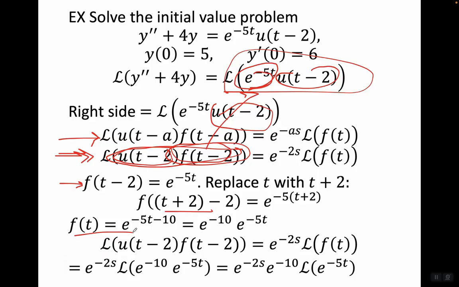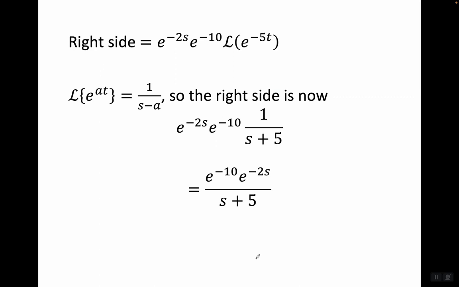Okay, so in other words, we have the Laplace transform of u of t minus 2 times f of t minus 2 is e to the negative 2s times the Laplace transform of f of t. That's what we had above. This is going to be e to the negative 2s times the Laplace transform of e to the negative 10 times e to the negative 5t, because that's what f of t is. We just saw that a moment ago. And that can be rewritten as e to the negative 2s, e to the negative 10 times the Laplace transform of e to the negative 5t, because e to the negative 10 is just a constant. So this is what we get for the right side.